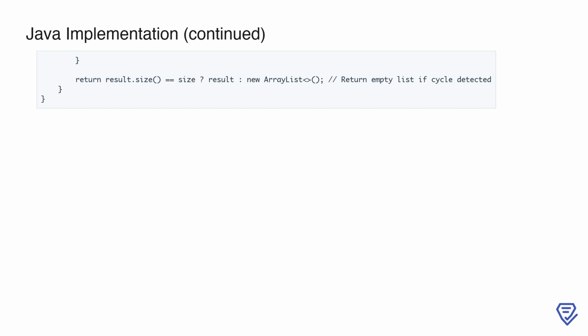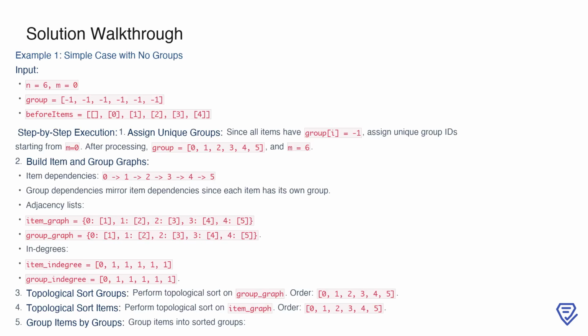to indicate that topological sorting is not possible. In the first example, we have 6 items, and no predefined groups since all values in the group array are -1. The task begins by assigning unique group IDs to each item, starting from 0. This results in each item being placed in its own group, and the total number of groups becomes 6. Next, we build the item and group dependency graphs based on the before items array. Here, the item dependencies are sequential, forming a chain from 0 to 5, and because each item is in its own group, the group dependencies mirror the item dependencies.